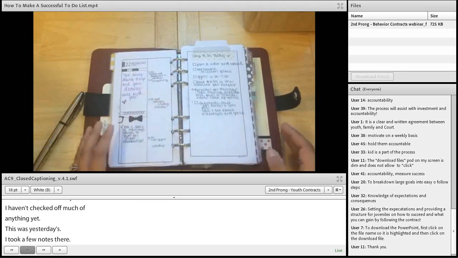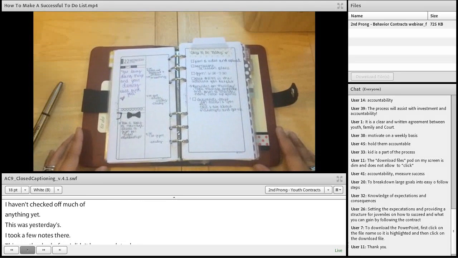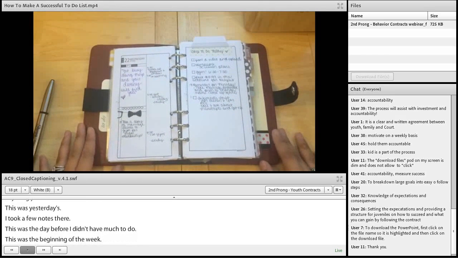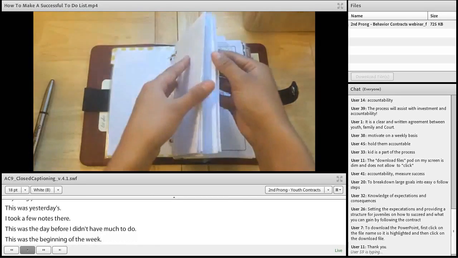So some people like to put their to-do list here, and that is great. I would say keep it there if that's what works for you, but I think there should be a master to-do list, and for me, I was keeping it here.